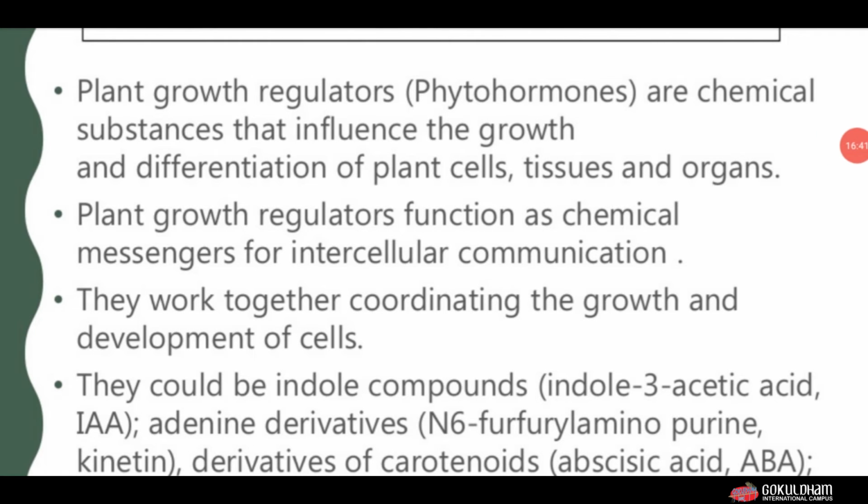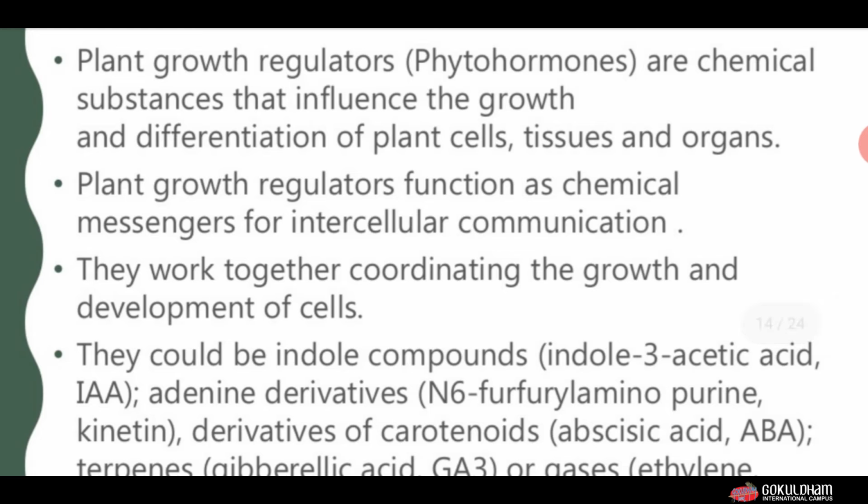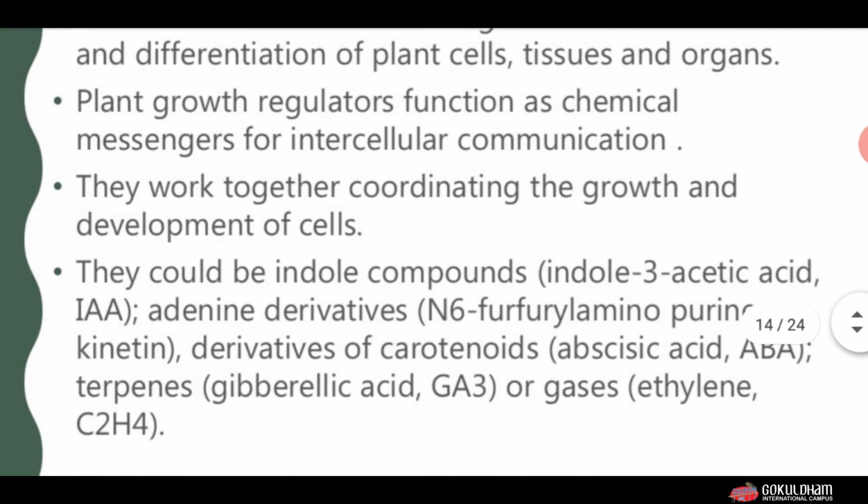These plant growth regulators function as chemical messengers for intercellular communication. They work together, coordinating the growth and development of the cell. They could be indole compounds or adenine derivatives, and they may be gases. Let's see the different types of plant growth regulators.